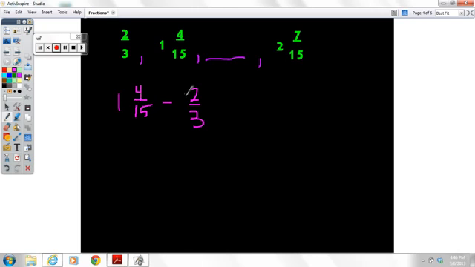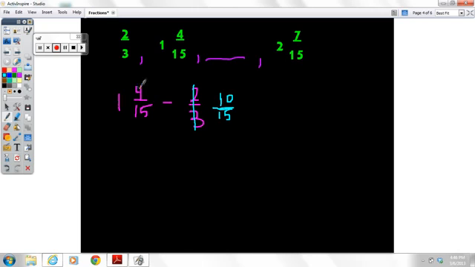So I have 1 4/15, take away 2/3. The denominators don't match. Well, we know we need to get those denominators to match by finding the least common denominator of 15 and 3. The least common denominator, meaning the least common multiple, of 15 and 3 is 15. So I'm going to write an equivalent fraction here. 3 times 5 is 15, 2 times 5 is 10. So really, 2/3 is equal to 10/15.